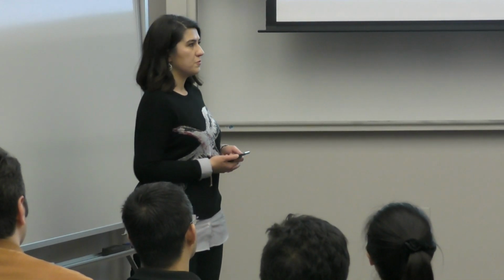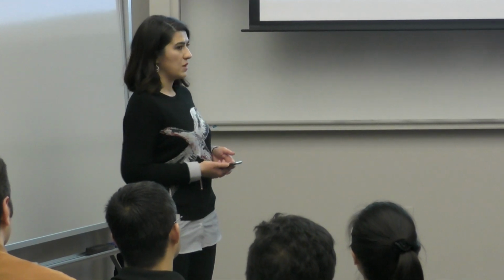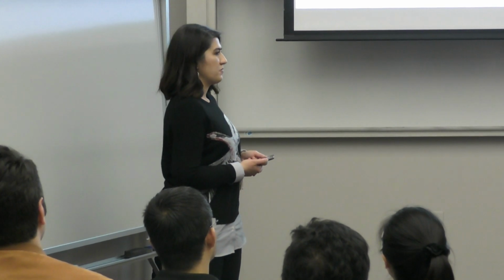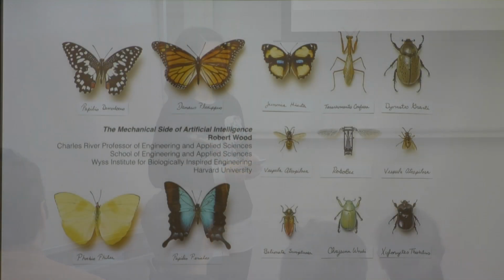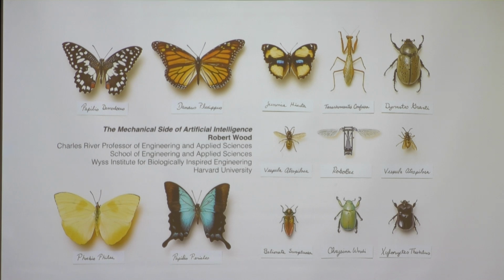Rob is a Charles River professor at the School of Engineering and Applied Sciences at Harvard University. He is one of the core founding faculty members of the Wyss Institute of Biologically Inspired Engineering, and he's a National Geographic explorer. He got his PhD from University of Berkeley, and since then he has won many awards, a list of which I have here, and it's not a complete list, and I cannot go through all of them, so if you're interested, just go check.